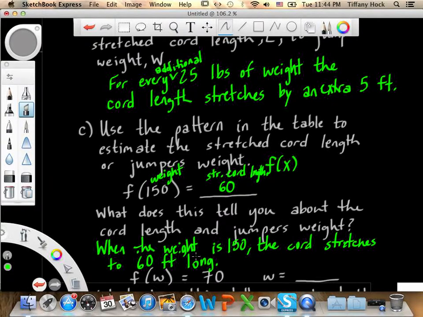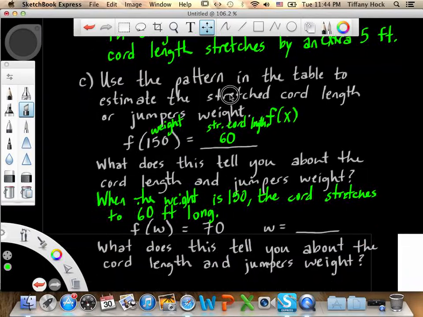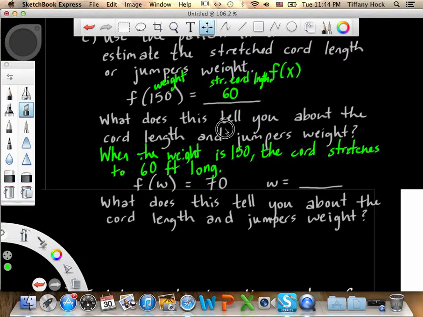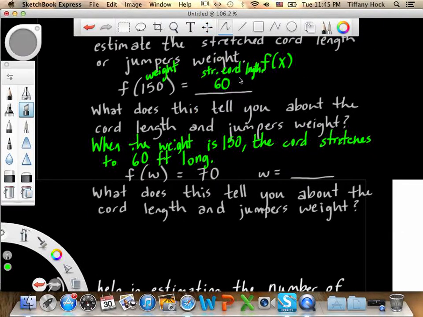Okay. So they gave us the weight, which is why we mentioned it first. When the weight is 150, the cord stretches to 60 feet long. Alright. Next question. And this is kind of working the opposite direction, because notice this time, they don't give us the weight inside the parentheses.